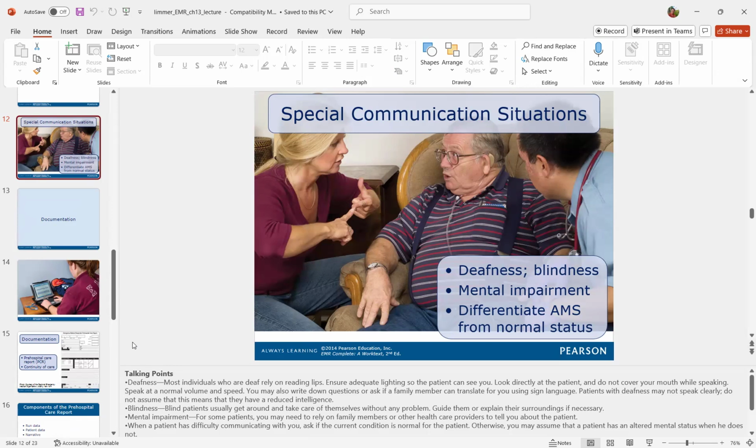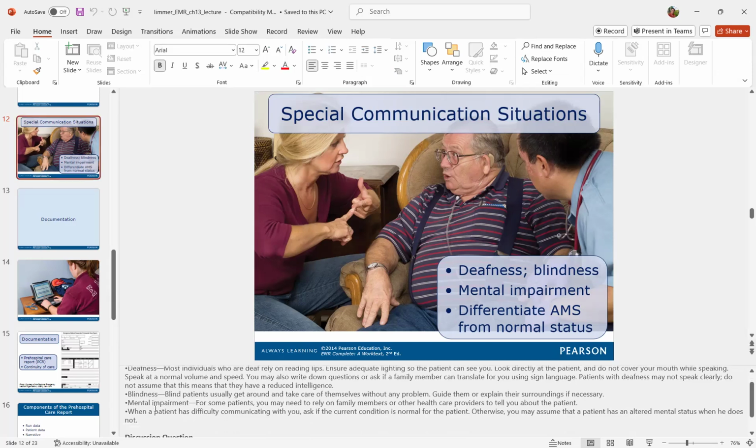They talk differently. Blindness. Blind patients usually get around and take care of themselves without any problem. Guide them or explain their surroundings if necessary. Talk to them a little bit more than you would anybody else because they are not seeing what you're doing. Also with that, if you're moving stuff around their house, be careful with that. Try to replace it back where it was because they have that layout down. We don't want them to start tripping over stuff when they get home.